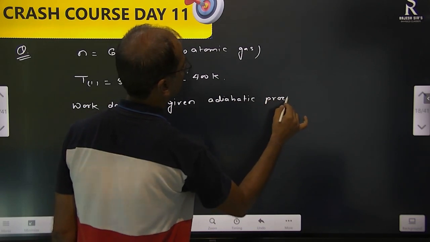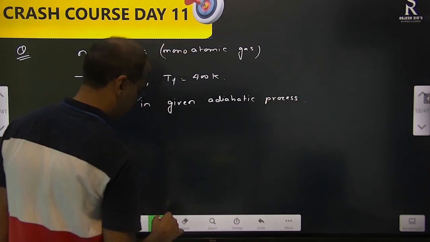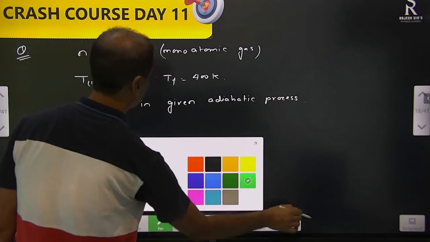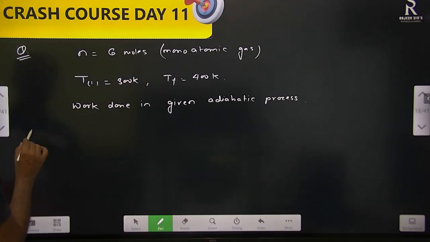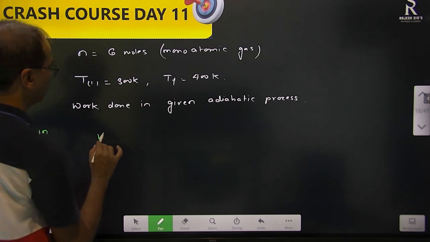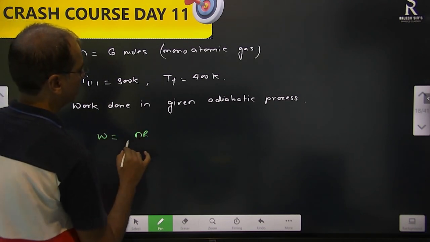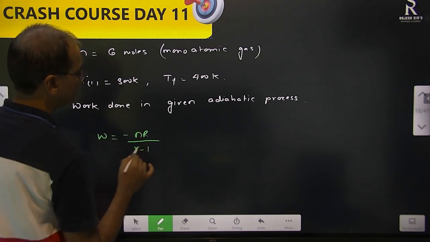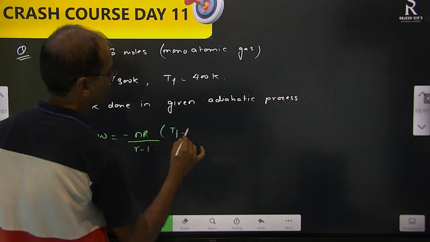Given adiabatic process. This is our question. Okay. All right. So that means we are going to use the formula. What is our formula? The formula says it is nR by gamma minus 1, times minus (TF minus TI).